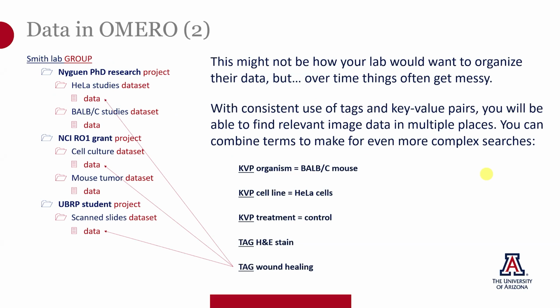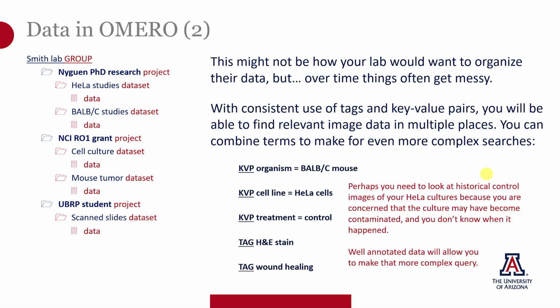But what if you wanted to look back at historical control images of your HeLa cultures because you're concerned that the culture may have become contaminated and you don't know when it happened? If you had well-annotated data, you would be able to make a more complex query and see your HeLa cells that are controls over a period of time.